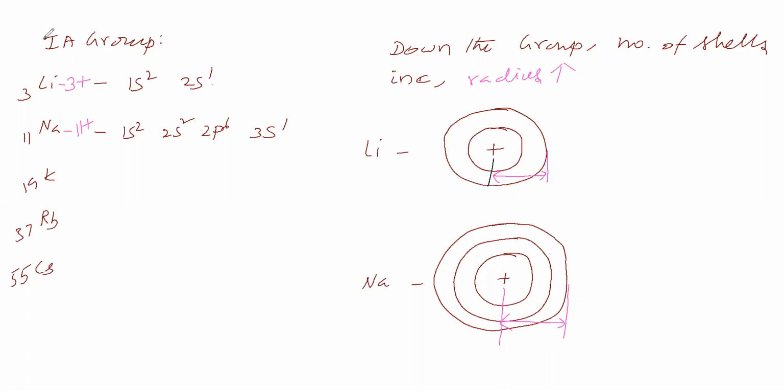So down the group, what happens to the nuclear charge? The nuclear charge increases. Lithium +3, sodium +11, like this. So nuclear charge increases, but will it affect atomic radius or not? That point we will see.